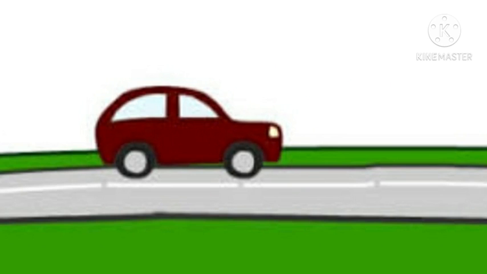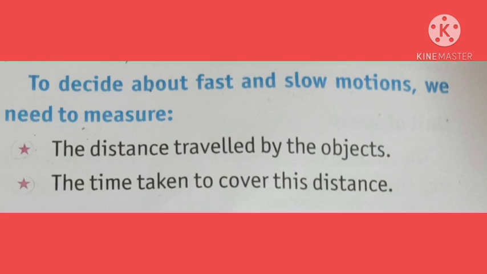So through these two examples, we understand what two things are necessary to decide whether any object is in slow or fast motion. We need to measure, number one, the distance traveled by the object, and number two, the time taken to cover the distance.